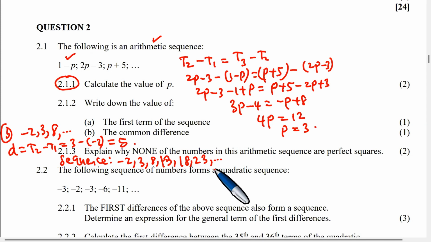Obviously, you can see that these are not perfect squares. So what is happening? With the exception of minus 2, what you have is that you have a term that is 3 or 8, which are not perfect squares. Right. So in other words, all the terms except T1 end in either 3 or 8.